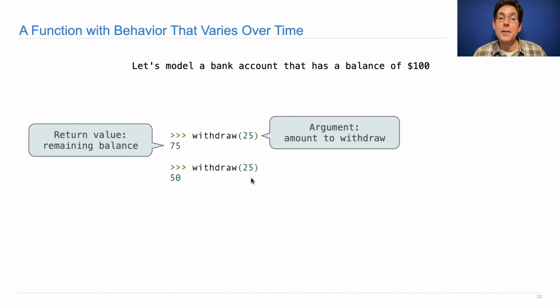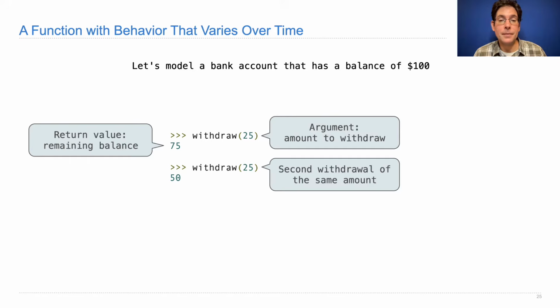If I withdraw another 25, then the remaining balance should be 50. A second withdrawal of the same amount leads to a different return value. This is a mutable function. It is not a pure function because something is changing as a side effect of calling the function. The withdraw function's behavior is the thing that's changing.